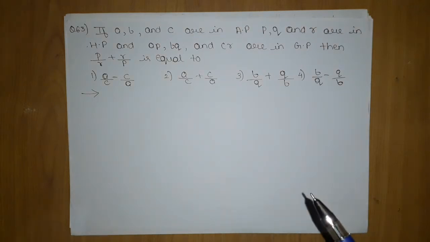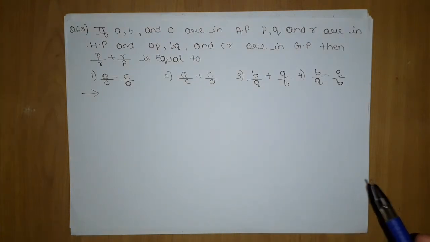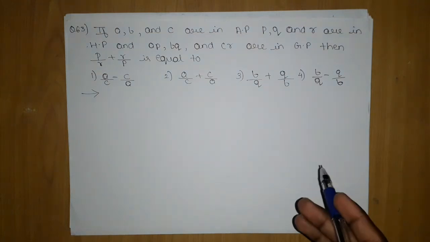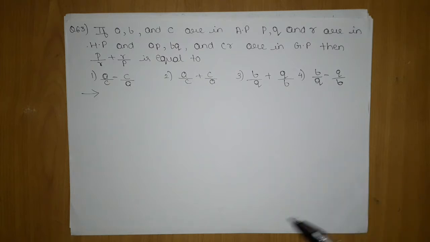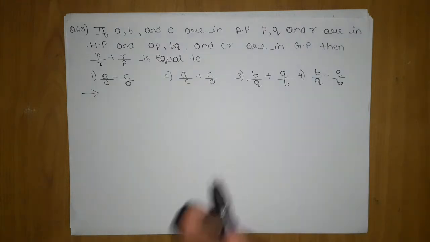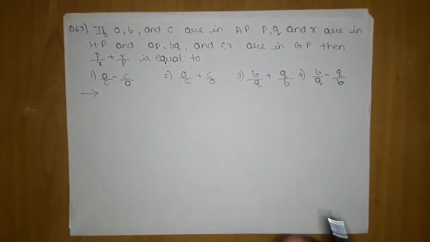Question number 63 says: if A, B and C are in AP, and P, Q and R are in HP, and AP, BQ and CR are in GP, then P by R plus R by P is equal to what? The first option is A by C minus C by A, second is A by C plus C by A, third is B by Q plus Q by B, fourth is B by Q minus Q by B.